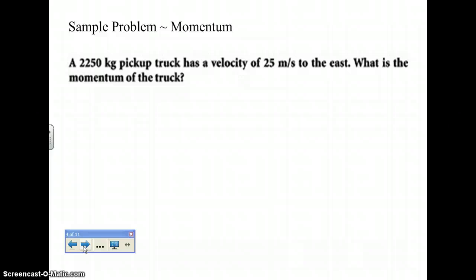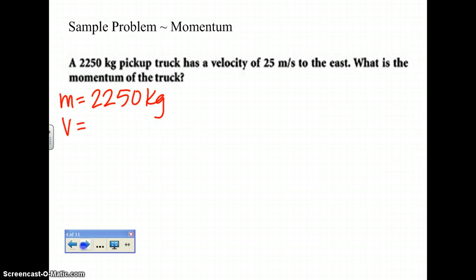So it says a 2250 kilogram pickup truck has a velocity of 25 meters per second to the east. What is the momentum of this truck? So speak with me here, guys. What do you know going into the problem? Go in order here. So the first thing that you know is the mass of the truck, 2250 kilograms. Okay. Next thing you know, good, your velocity, which is 25 meters per second.